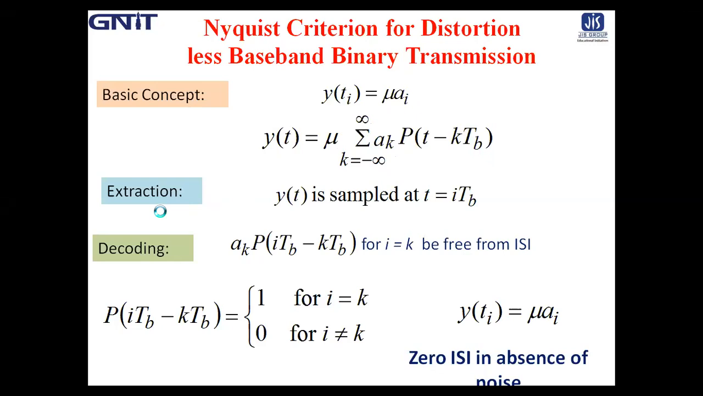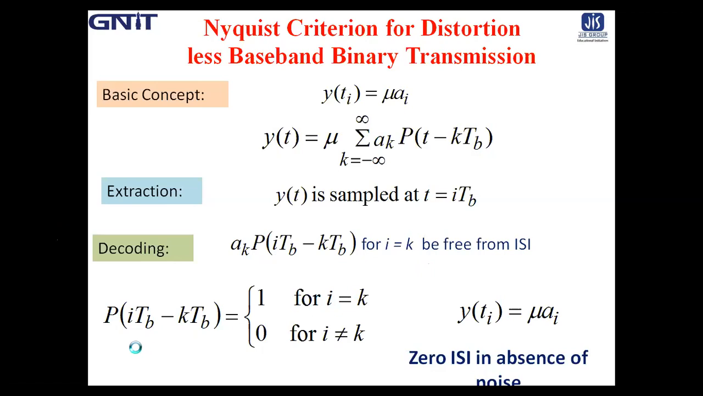So the signal y(t) is sampled at t equal to iT_b. Then the part is decoding. The decoding should be such that the contribution of the weighted pulse a_k p(iT_b − kT_b) for i not equal to k is free from ISI.